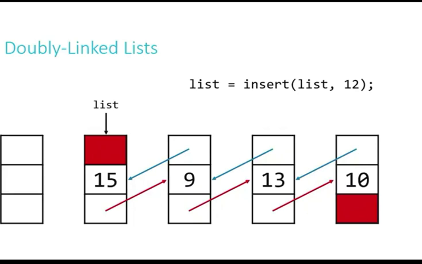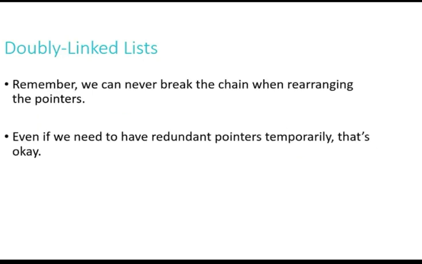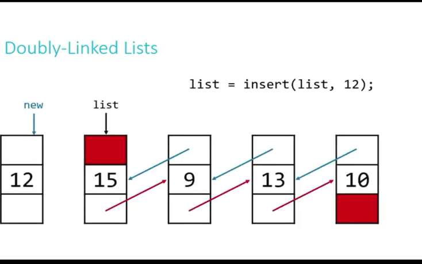So let's add 12 to this list. We need to malloc space for the node. We put 12 inside of it. And then, again, we need to be really careful not to break the chain. We want to rearrange the pointers in the correct order. And sometimes that might mean, as we'll see, particularly with delete, that we do have some redundant pointers, but that's OK. So what do we want to do first?